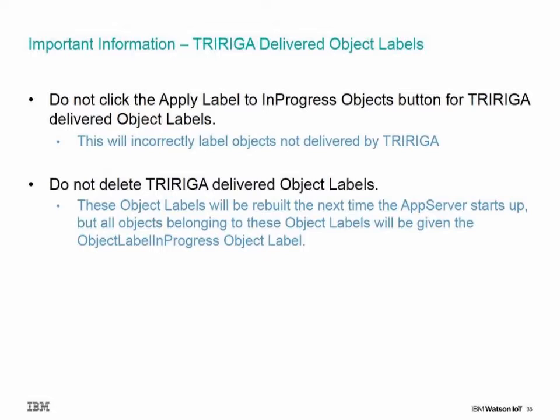TRIRIGA delivered object labels. Some important information about those. As mentioned, please do not apply labels to in-progress objects. Don't click that button for TRIRIGA delivered object labels. This will incorrectly label objects not delivered by TRIRIGA. And then what I mentioned earlier is do not delete TRIRIGA delivered object labels.